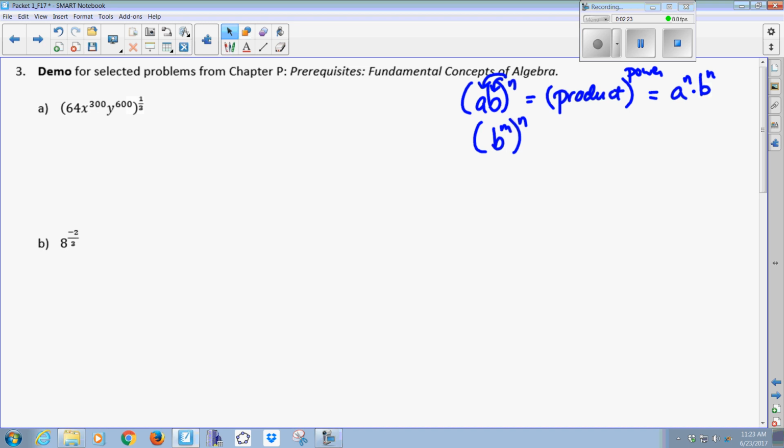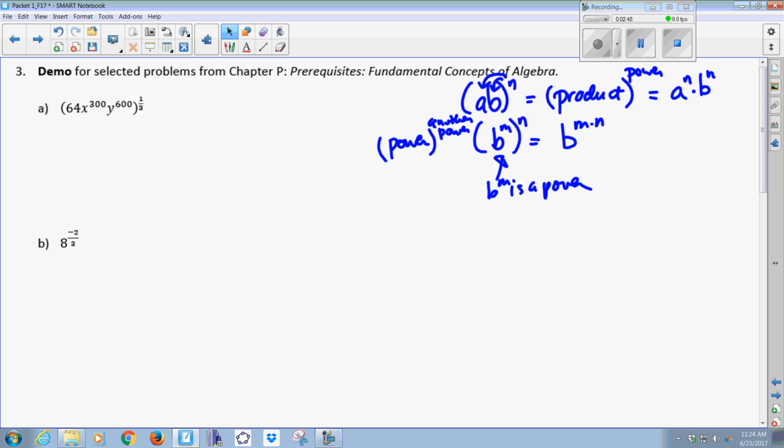Okay? The second property we're looking at here is called a power. Since b to the m is a power, and that power is being raised to another power. In that situation, you simply multiply your two powers.